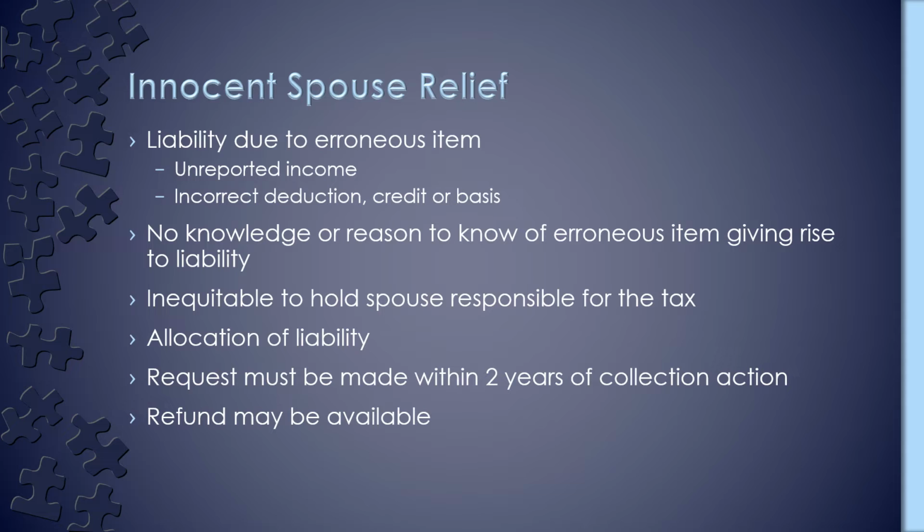Now, if you're requesting relief, you cannot yourself either know of this erroneous item or have reason to know of it. So that is showing that your spouse did not share that information with you, or that it wasn't so obvious that you would have had a reason to know about it.